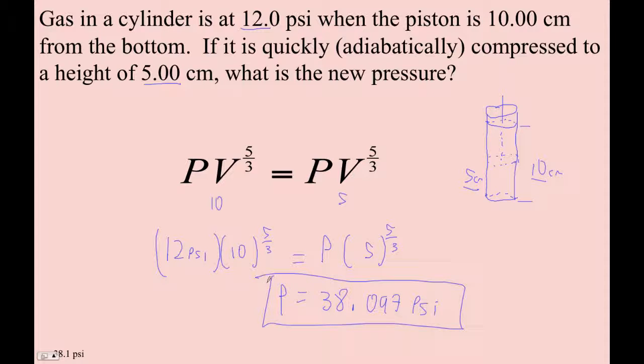So notice, in a constant temperature process, this would have doubled. Cutting the volume in half would have doubled the pressure. Notice that this much more than doubled it. It should have been 24, but it's 38 because it's adiabatic. The temperature increased, because that's what adiabatic processes do. Adiabatic compressions do that. Adiabatic expansions cool.